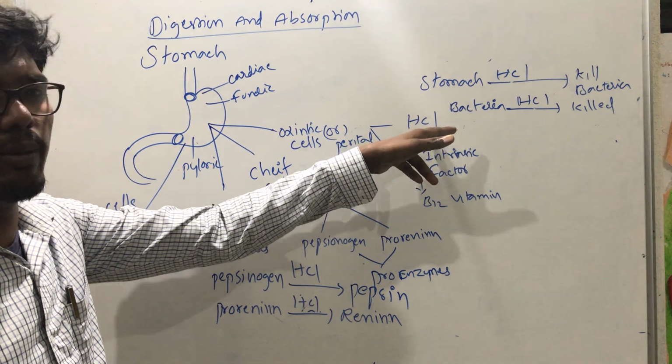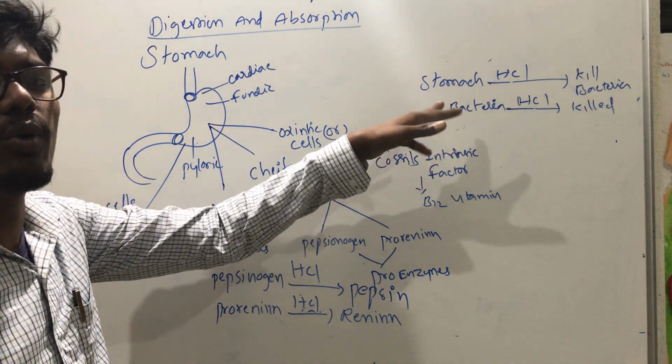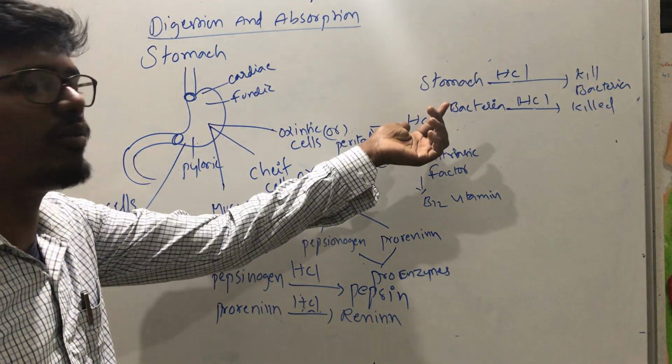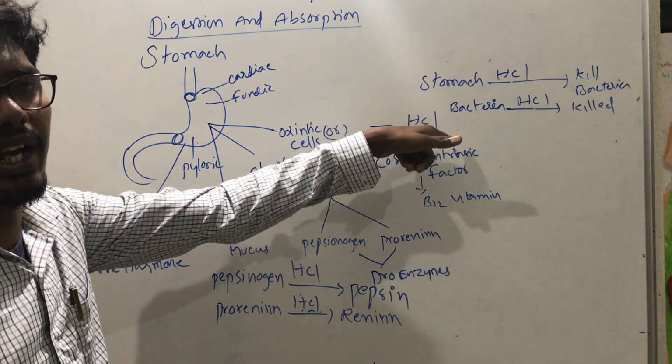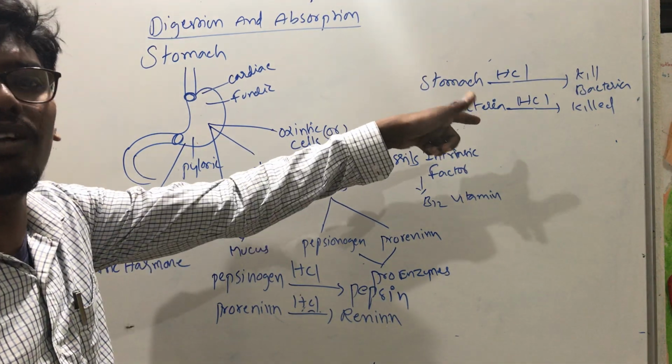Okay, what are the pro-enzymes? One is pepsinogen, another one is prorenin. These two are pro-enzymes. It is called the inactive stage. They are released in the inactive stage. The HCl will work to convert them into activated enzymes. At the same time, HCl is going to kill the pathogens in our stomach.